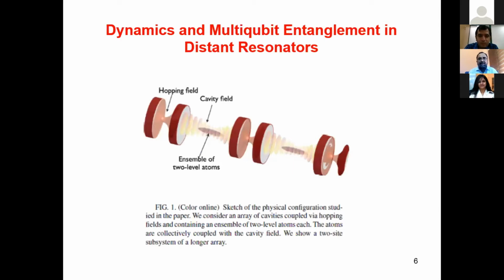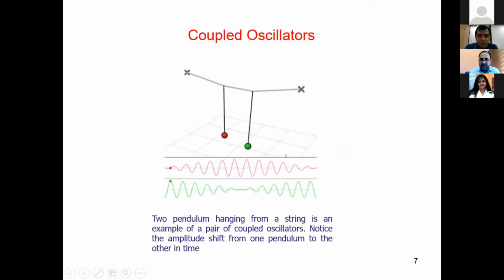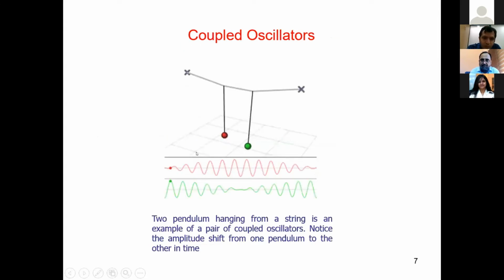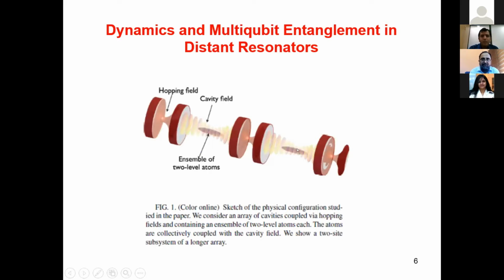Here is the schematic of the system. Please notice that we have these three cavities, and then there is this ensemble of two-level atoms. And then we have hopping between these cavities. This is something interesting. What we would like to see is how the initial field in one of the cavities goes to the other cavities.